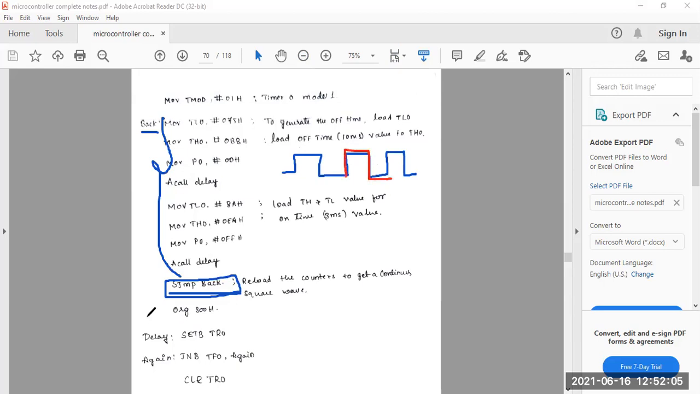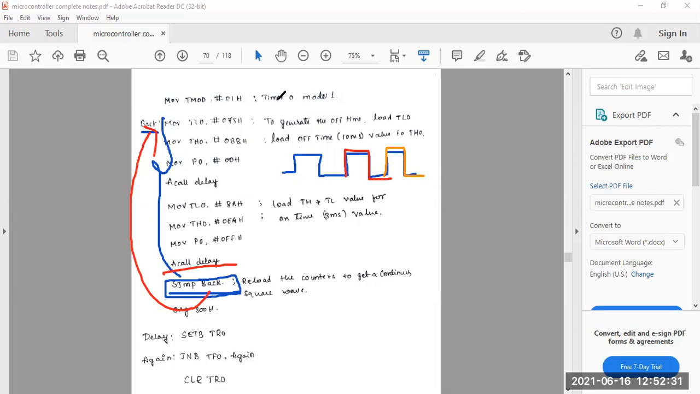Again, after completing this one, if you go back for the third time, we can generate the next part. So one cycle of the square wave will be generated for one time execution of this program.